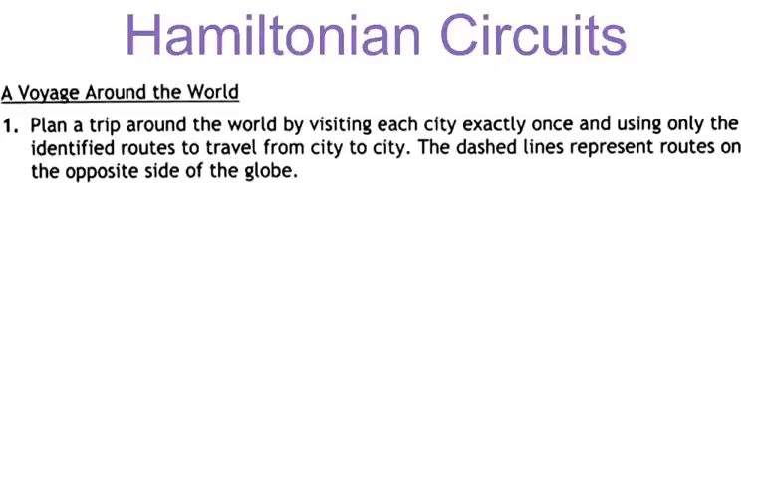Alright guys, now we're looking at Hamiltonian circuits. So we've talked about Euler circuits, now we're looking at what's called Hamiltonian circuits. The first thing we're going to look at is planning a trip around the world by visiting each city exactly once and using only the identified routes to travel from city to city. The dashed lines represent routes on the opposite side of the globe.